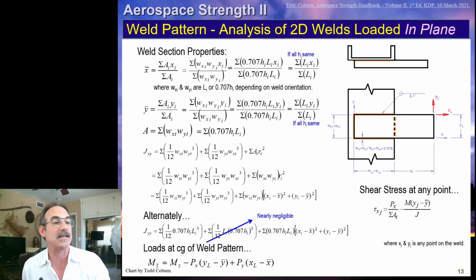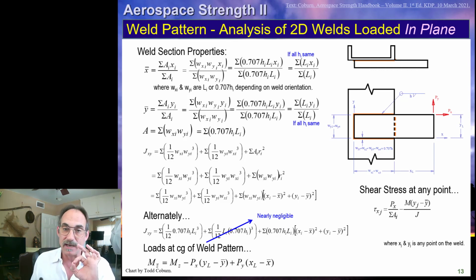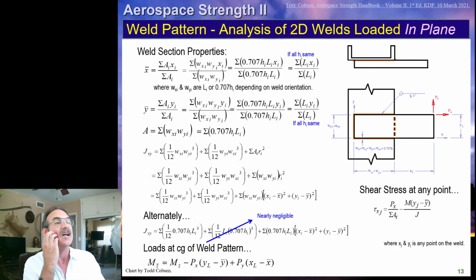We then can calculate the stress at any point using this formula. The shear stress in the X direction at any point will be calculated the same way we did for fasteners. We first have to pick a point. Let's say we analyze that lower left point. That means X and Y are both zero. We plug in P divided by the area of the pattern, minus the MZ bar that we calculated over here times Y of that point, which is zero, minus Y bar of the pattern, whatever we calculated. Divide that by J, and that gives us the shear stress in the X direction.